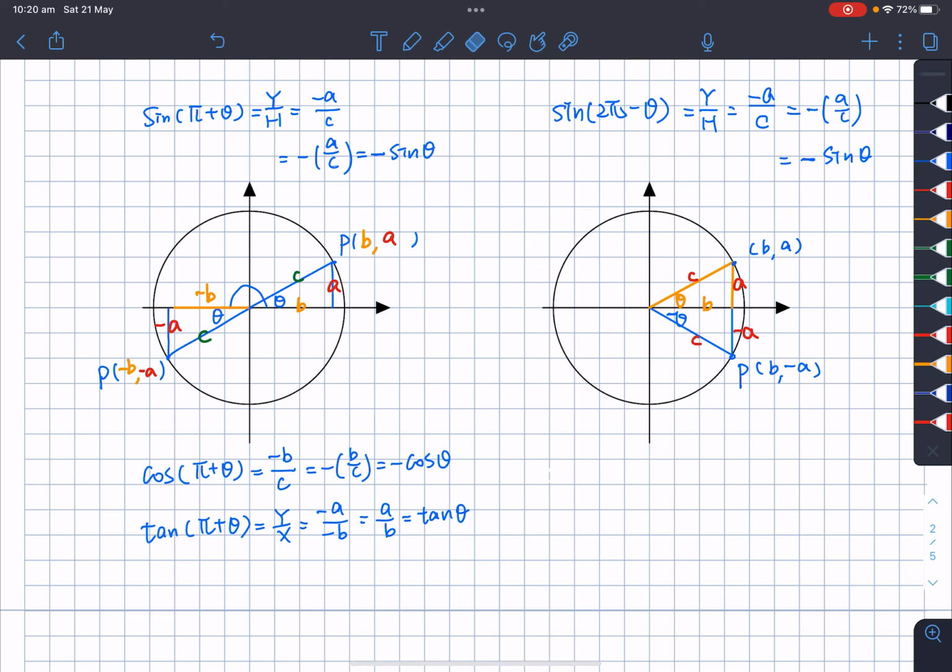Therefore, cosine 2 pi minus theta is x over h, right? X coordinate over h in the first quadrant is b over c. So b over c in the first quadrant, do you find that is the same as cosine theta? So answer is cosine theta.